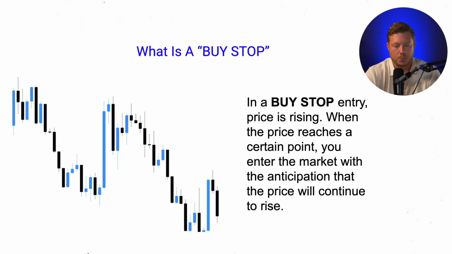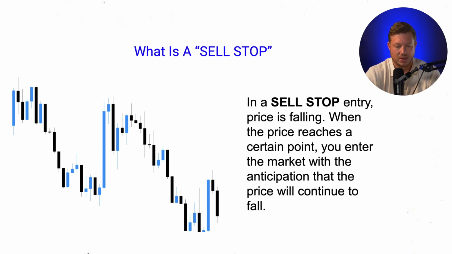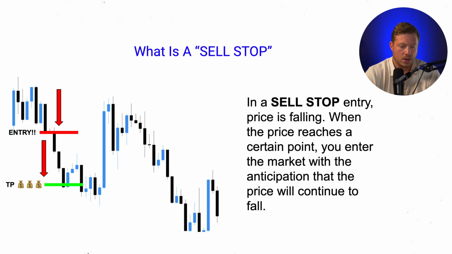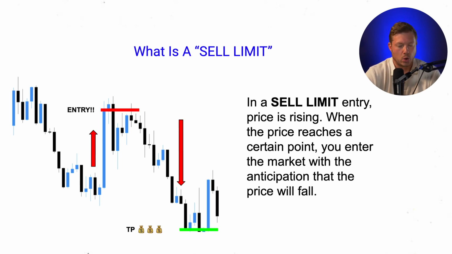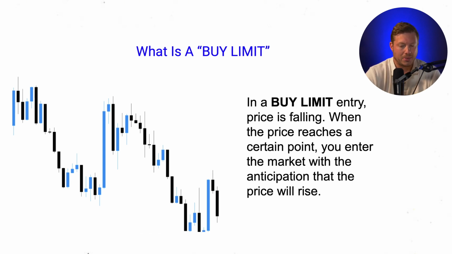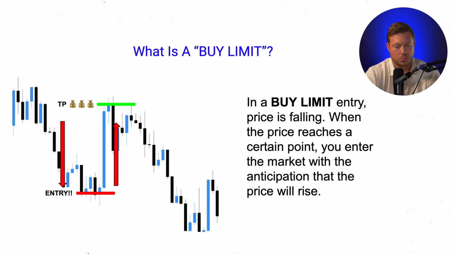So a buy stop is when we're expecting the price to go up and continue going. It takes your entry and it goes to take profit. A sell stop is when price is falling, it reaches your entry point, and then it goes to take profit. A sell limit is when you expect price to go up, hit your entry, and then come all the way down to a take profit zone. A buy limit is the inverse of that, where we're expecting price to come down, trigger your entry, and then it goes up to take profit.